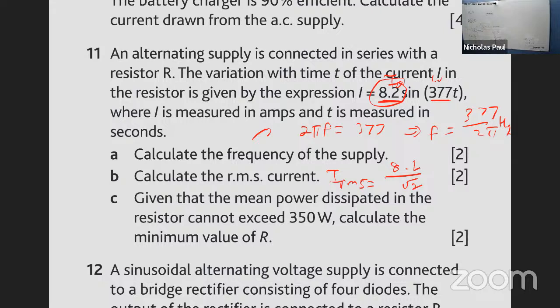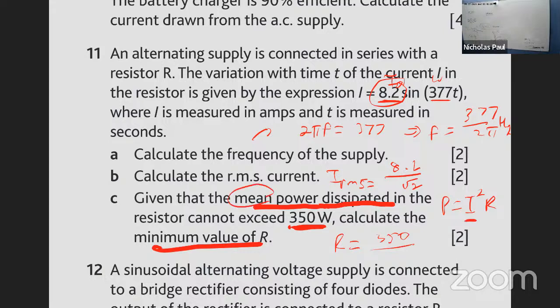And then, given that the mean power dissipated in the resistor cannot exceed this, what's the minimum value for R? So we're going to use P is equal to I squared R. Okay? R is equal to 350 over... It's mean power, so you're using the RMS value. So you're using whatever this was, right?